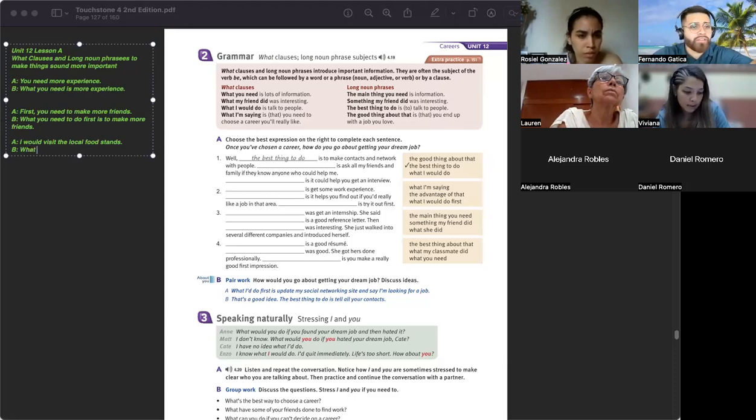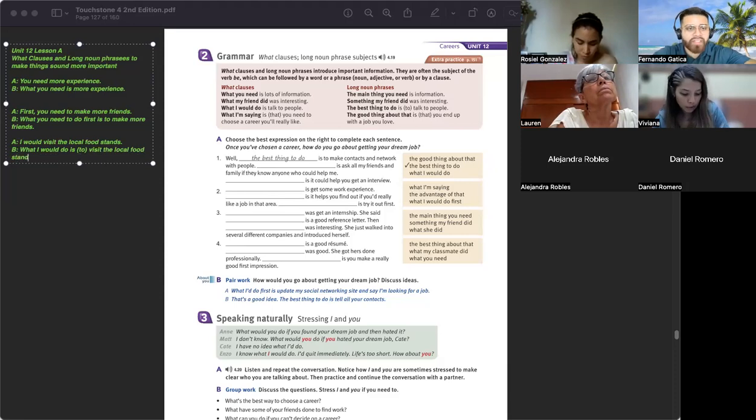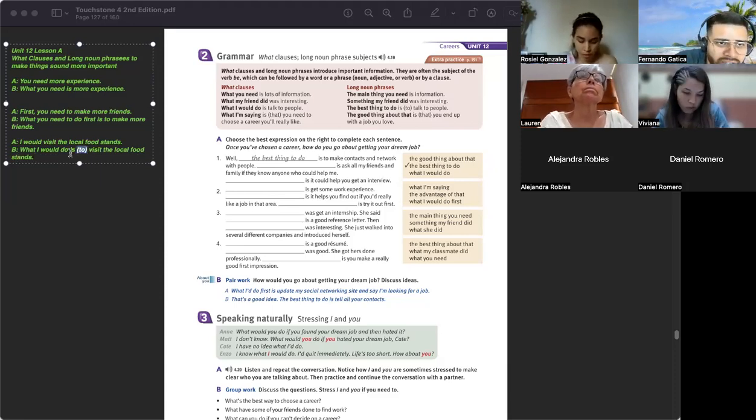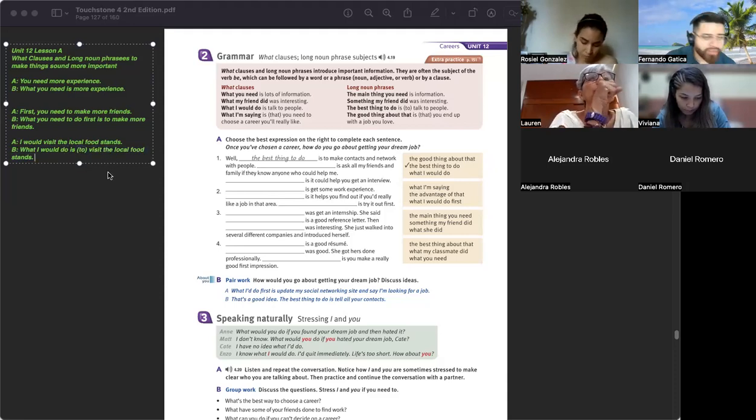I would visit the local food stands. What I would do is visit the local food stands. And in that case, you don't need to use to because after would do, you use the base verb, so you don't need to use an infinitive. That's why I put it in parentheses. Okay.